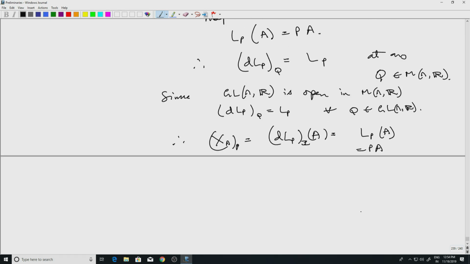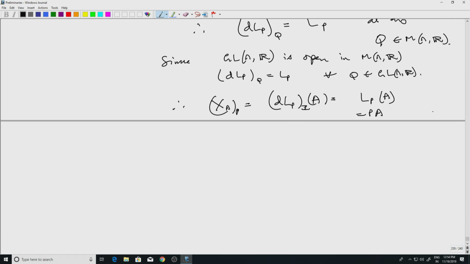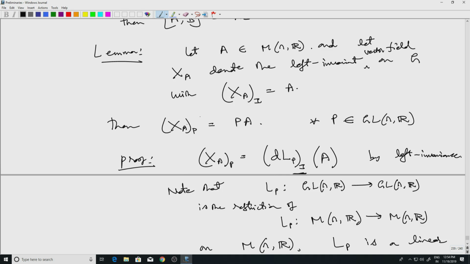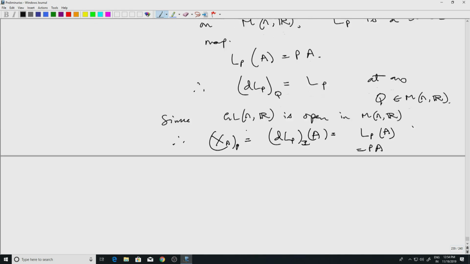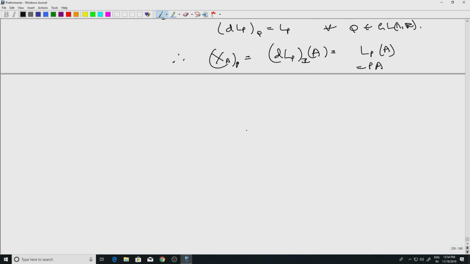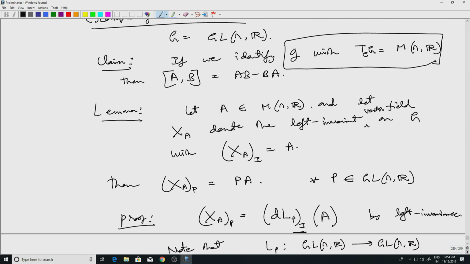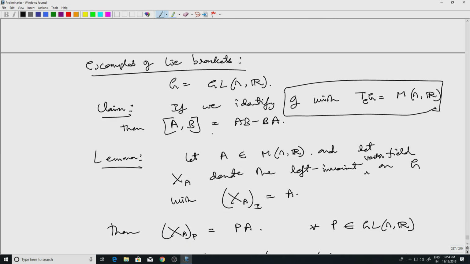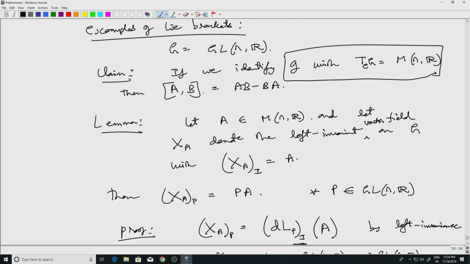So one is done. That's the claim. We have proved the lemma that the left invariant vector field is just given by multiplying A with P. That is one thing. The second thing is that with that in hand, we can proceed with our calculations and use this to simplify the computation of the Lie bracket.